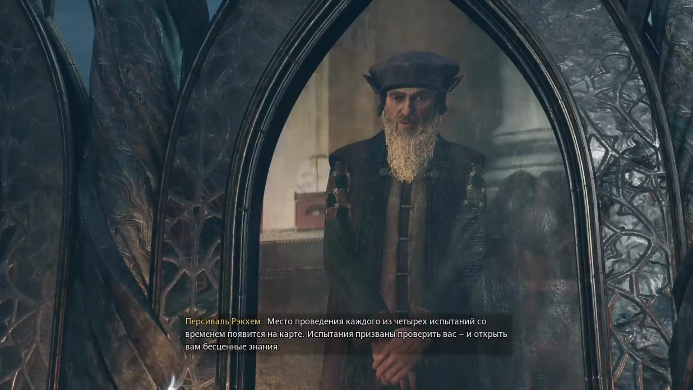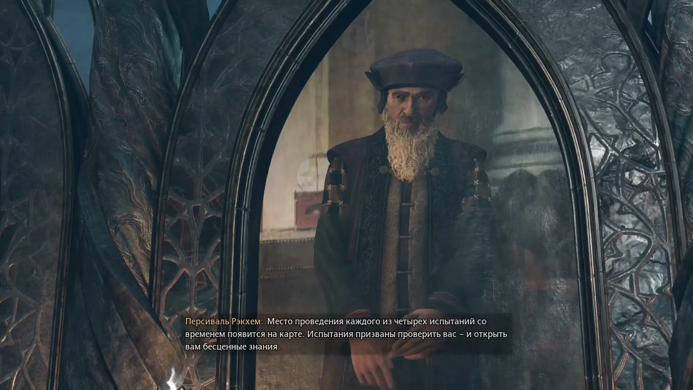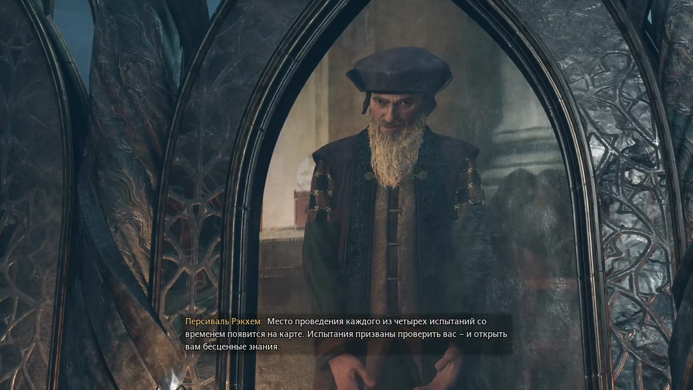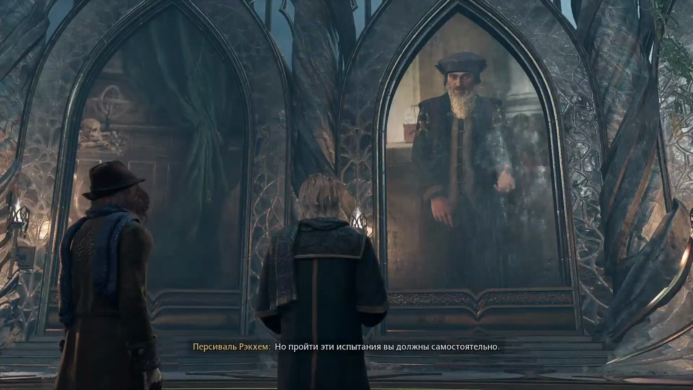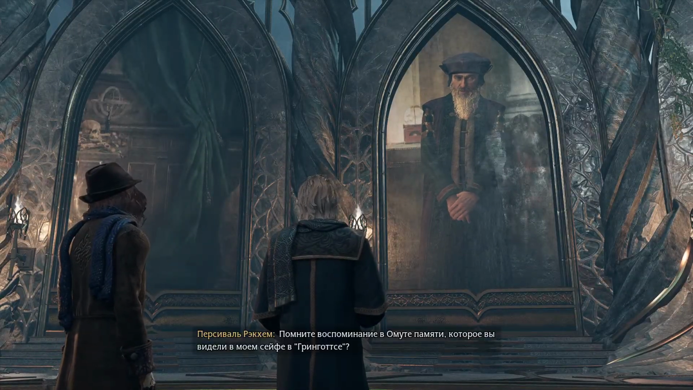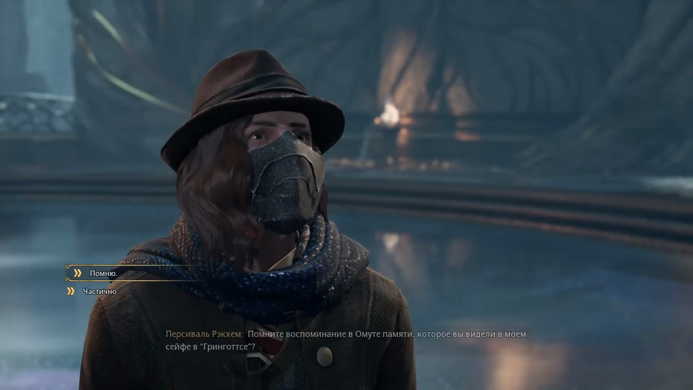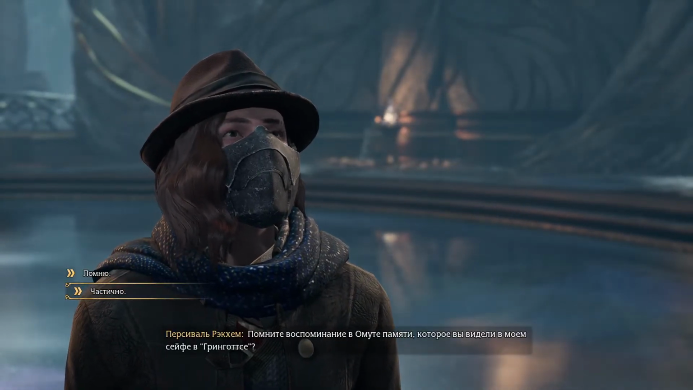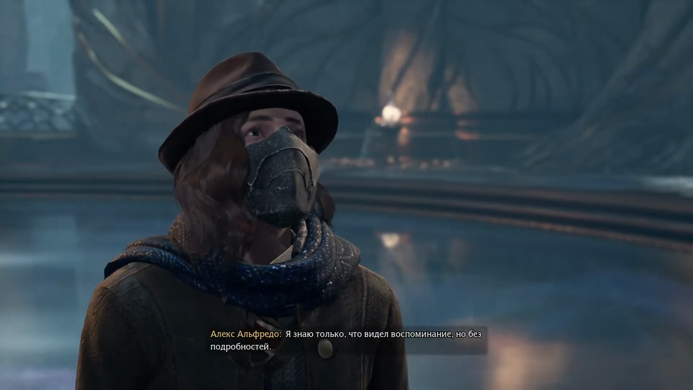The location of each of 4 trials will, in time, appear on the map. Trials that will test you and give you access to invaluable knowledge. Trials that you must complete on your own. Do you recall the pensive memory you viewed in my vault in Gringotts? I do recall seeing the memory, but I don't remember all of the details.